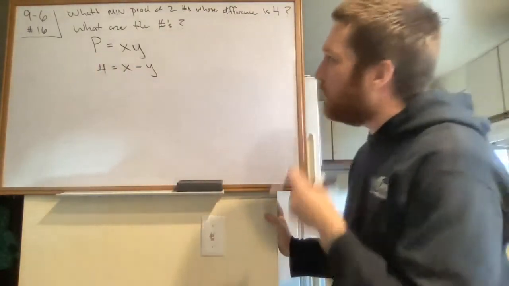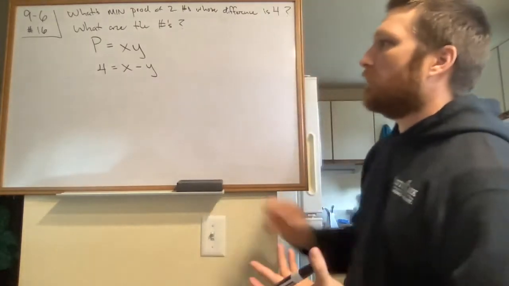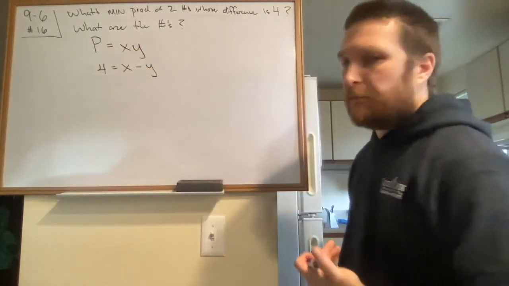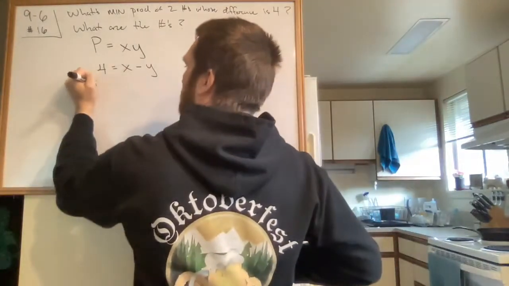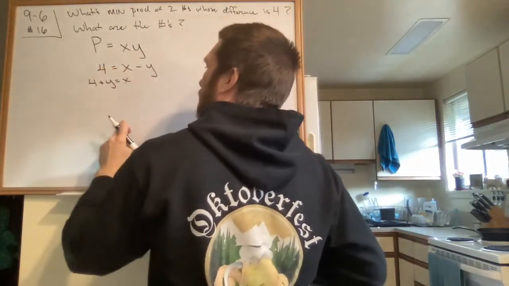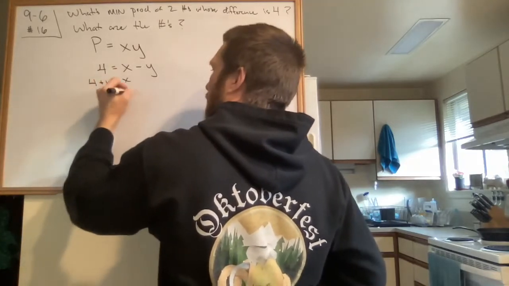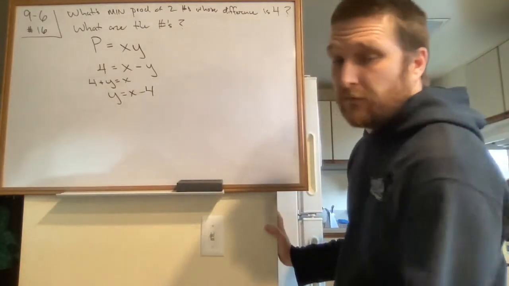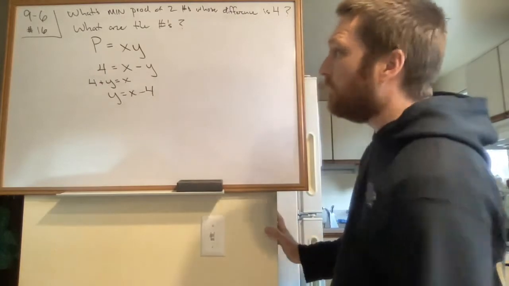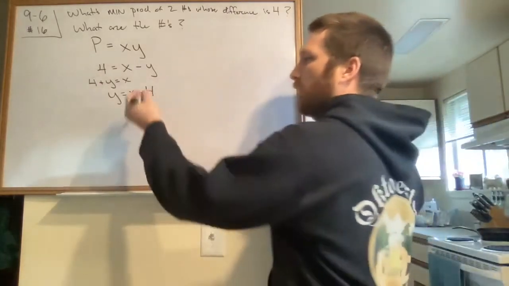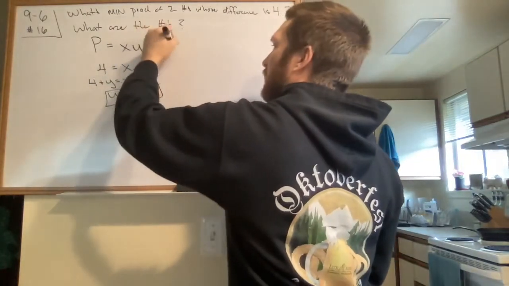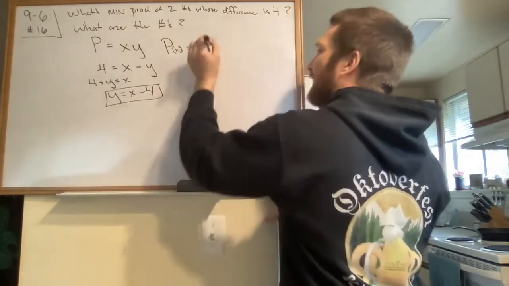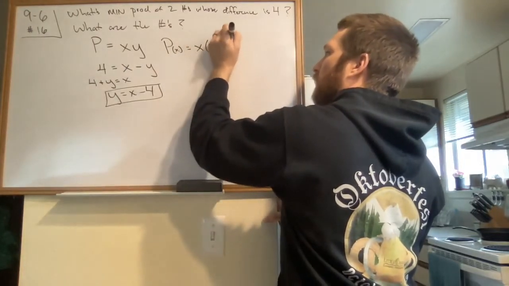Okay, so let's see. We want to take our 2 variable function and drop it down to 1 variable. Let's get the y by itself. I could add y to both sides. This would be 4 plus y equals x. And then I could subtract 4, so y equals x minus 4. We could have gotten x by itself more easily, and that would have been all right too, but this works. So let's go ahead and plug that in to get a new function of 1 variable: x times y, only y is now x minus 4.